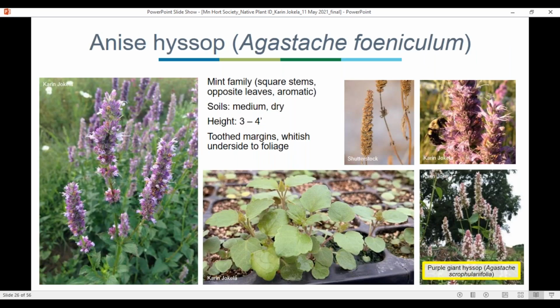Anise hyssop is one we use a lot in restorations and in gardening. It's in the mint family. It smells sort of like licorice, really beautiful smell. The undersides of the leaves kind of have a whitish color. They're kind of waxy leaves. The flower heads are pretty obvious. It's pretty easy to identify them once they're flowering, but the smell is probably the most diagnostic thing.